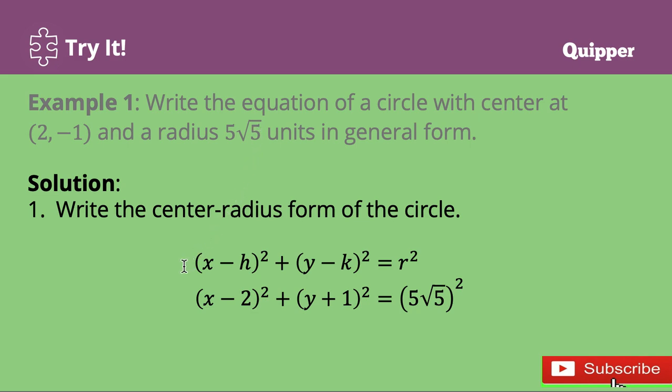Using the center radius form of the circle, we have this: x minus 2 squared plus y plus 1 squared is equal to 5 square root of 5 squared. Since the value of our k is -1, we have to change the operation from subtraction into addition. That is why we have y plus 1 squared here.